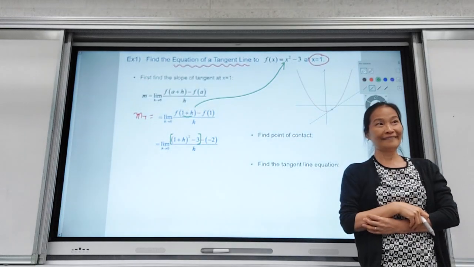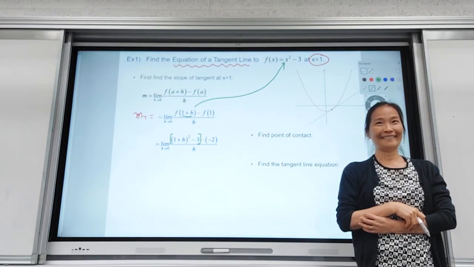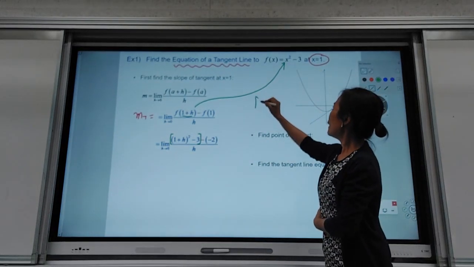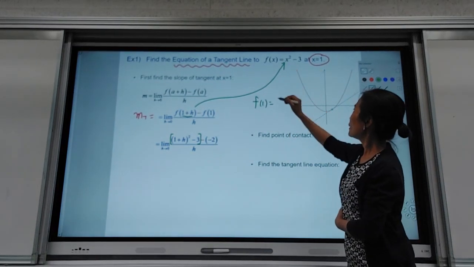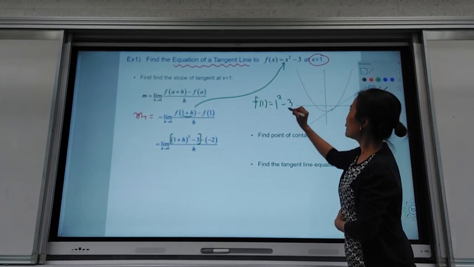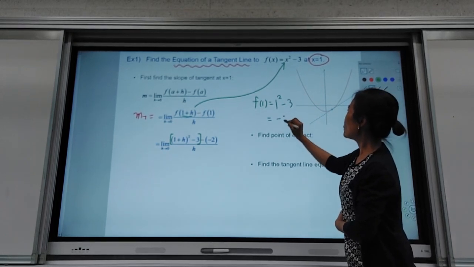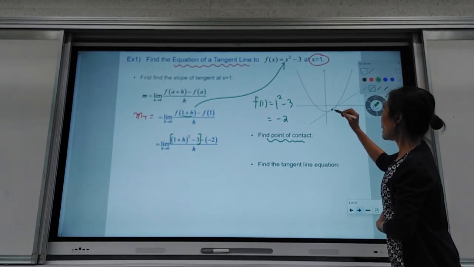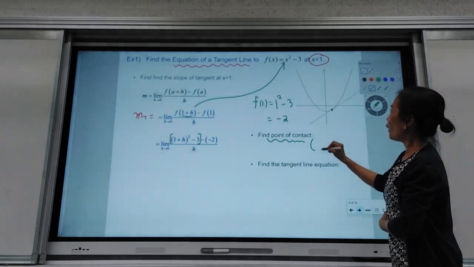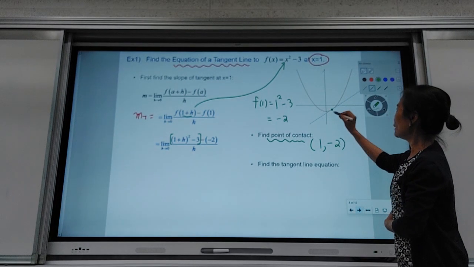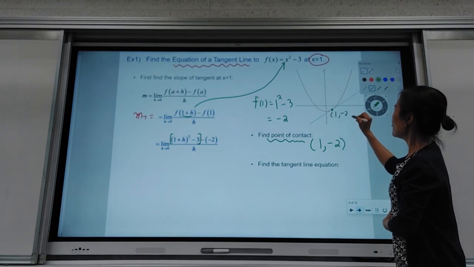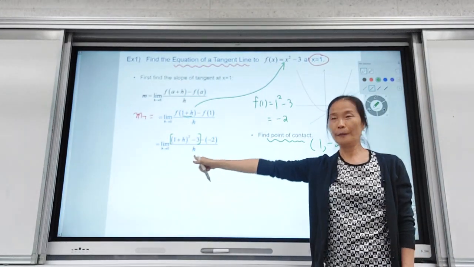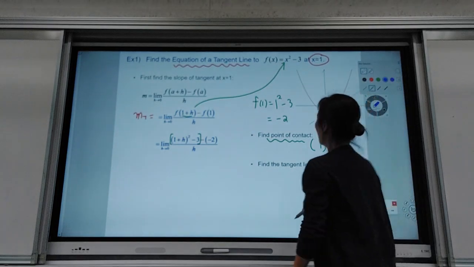Do you see that? Minus f of 1. Let's find f of 1. F of 1 is 1 squared minus 3, which is negative 2. So point of contact right here is 1, negative 2. Right? You have the point on the line. I just need to find the limit. Then I have the slope. So let's do this quickly.